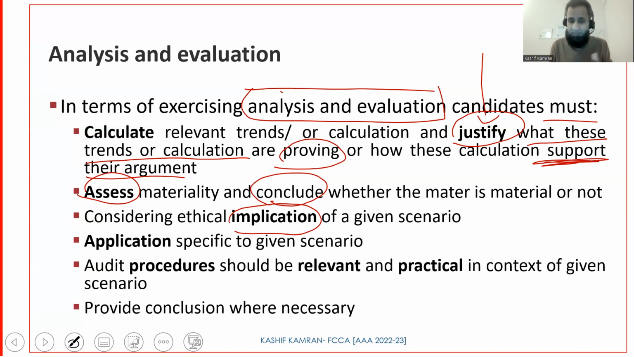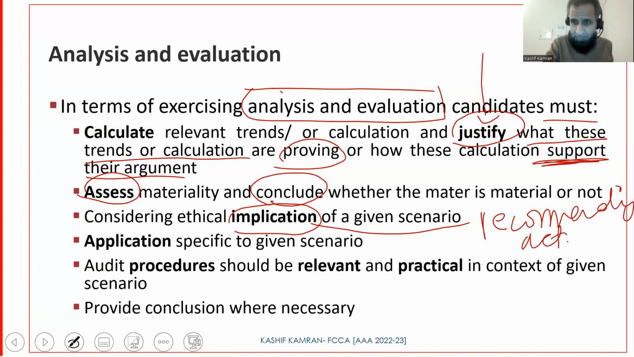Consider the ethical implication, and not just considering the implication, but also recommending the action. What should be the logical action? What should be the logical safeguard which should be taken? Because that is part of evaluation, even evaluating or assessing the right safeguard. So when you write an ethical dilemma, your ethical dilemma is incomplete without an action. Whenever you are writing an ethical dilemma, you need to complete it with a possible course of action the audit firm will be taking in the given context of the case study. So that is important when you're analyzing and evaluating.